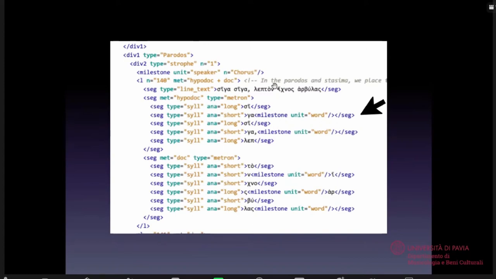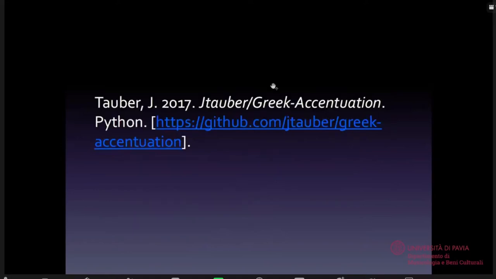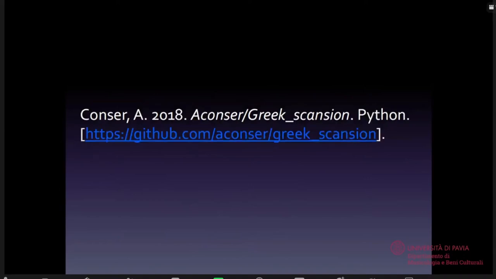After marking each word, we break the metre and cola into syllables. The program carries out automatic syllable identification using James Tauber's syllabifier function, part of the Greek accentuation Python library. We then identify the length of each syllable as short or long using a scansion tool developed by Anna Conser and modified by Stephen Pentecost.